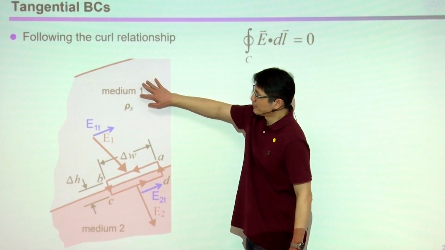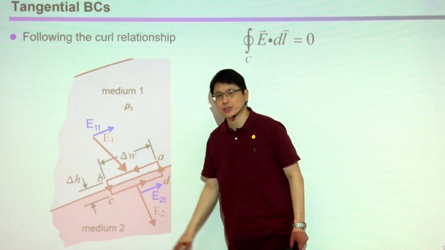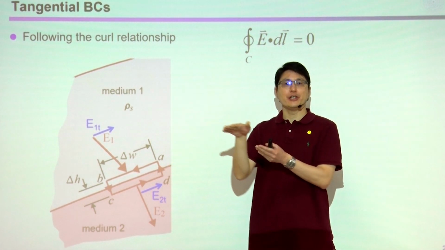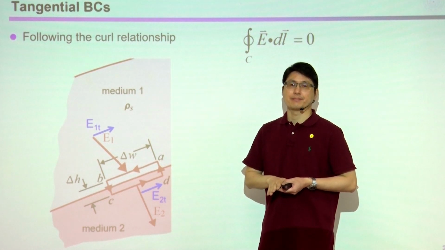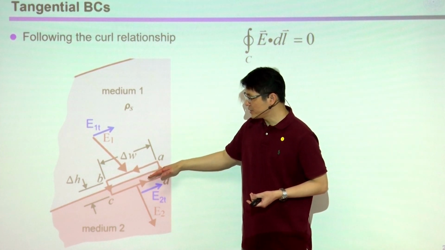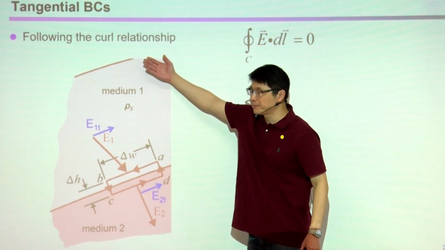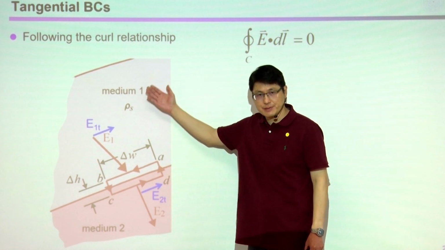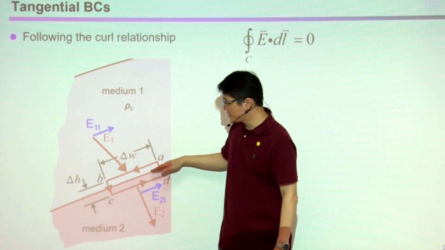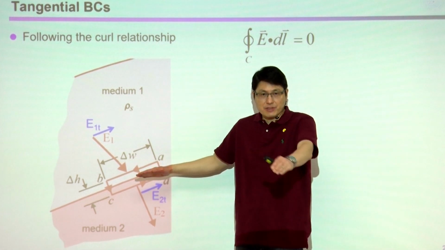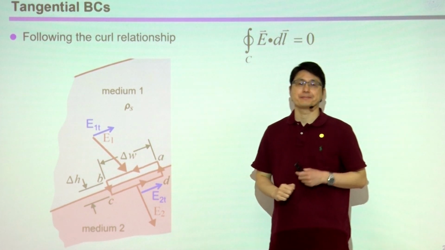Now we have medium number 1 and medium number 2. When we have two materials, we form one interface. Okay? So ideally, this interface is a two-dimensional surface, but we're only plotting the cross-section. So this interface is represented by a single line, but it's actually a surface. Alright?